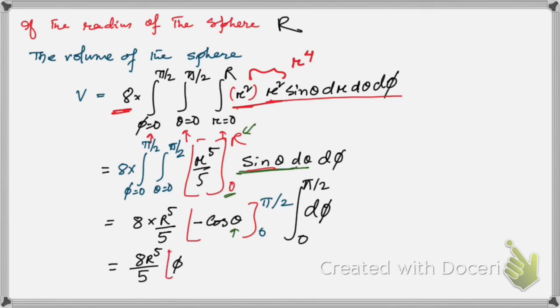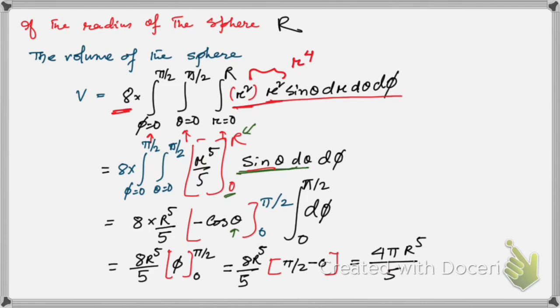So in the next step, this is equal to minus cos theta from 0 to pi by 2, and it becomes 1, right? Hope you have understood this. So now phi from 0 to pi by 2, if you put pi by 2 minus 0, then you will get this, right? So this is the volume of the sphere. That's how we can solve. Hope you have understood this. Now let's move on to the next question.